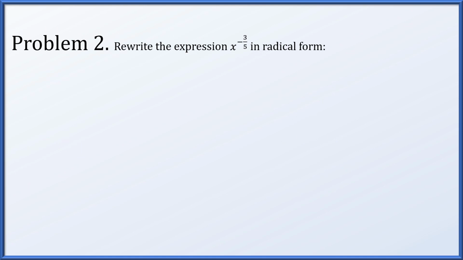In problem 2, rewrite the expression x to the negative 3/5 in radical form. Well, that exponent negative 3/5 I'm going to represent as negative 3 times 1/5 so that I can write this as x to the negative 3 all raised to the 1/5. Now that we have something to the 1 over a power, we can write that as the 5th root of x to the minus 3.